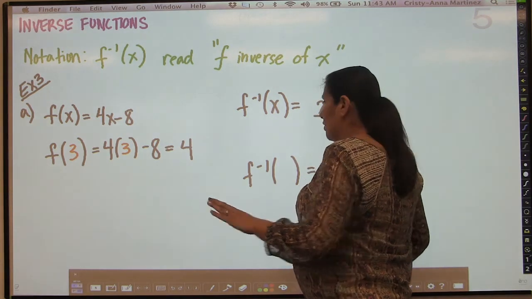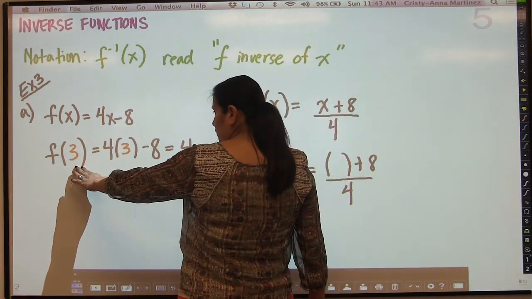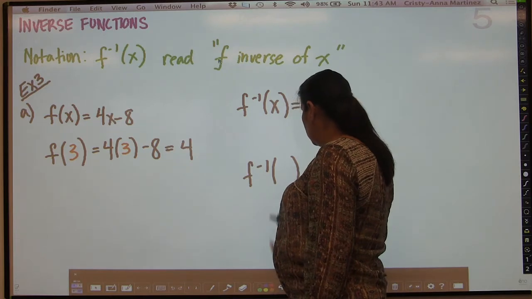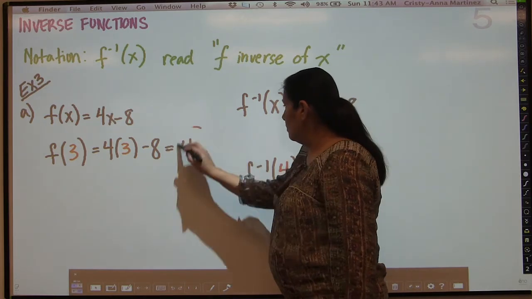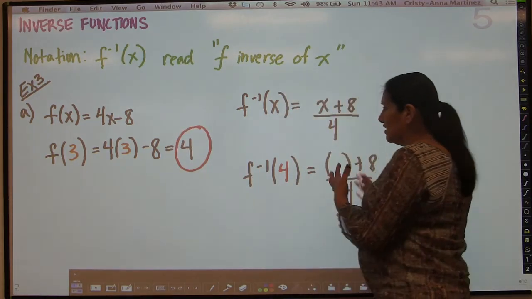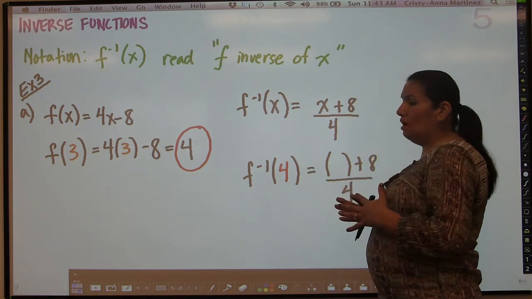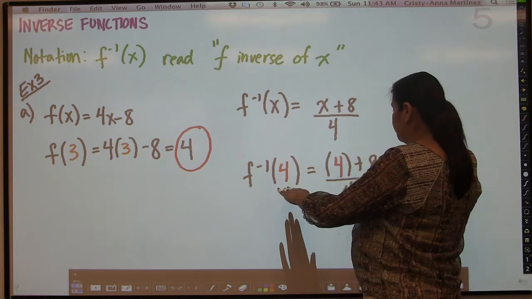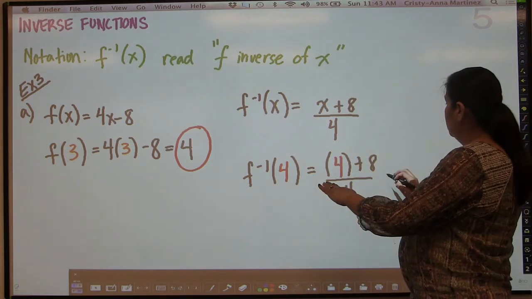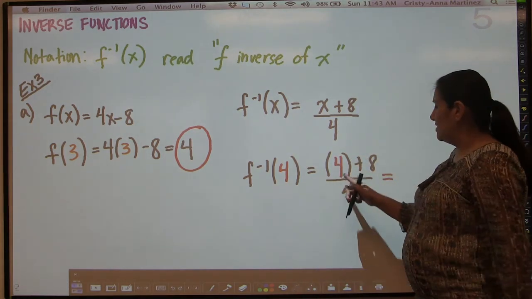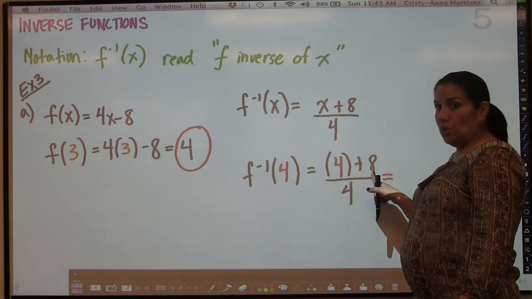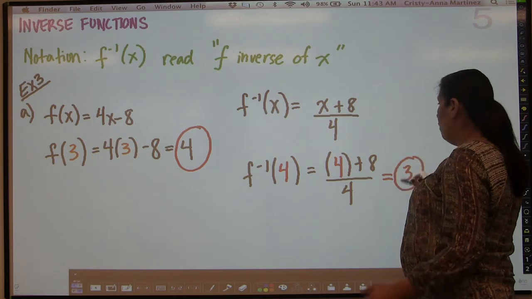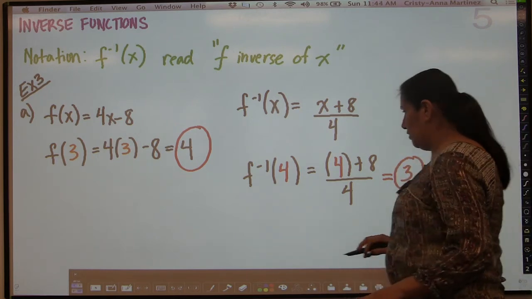Okay, so remember, I put a 3 into this function and out came a 4. So I want to take my 4 from earlier, and I want to see if this machine will undo all the things that that machine did. So the 4 goes in, and what's going to happen is I'm going to take 4 plus 8, which is 12, and 12 divided by 4 is now 3. So I hope that you can see what's happening here.